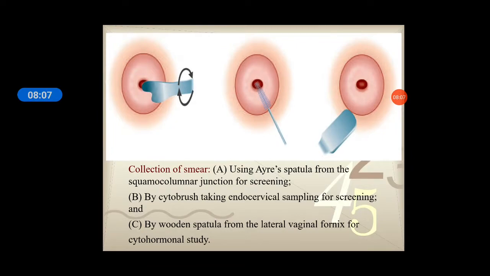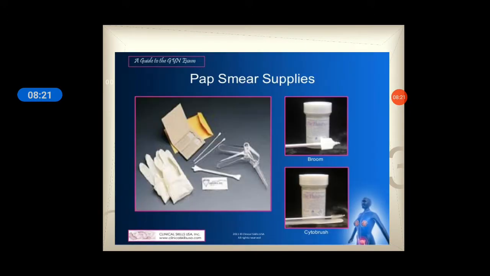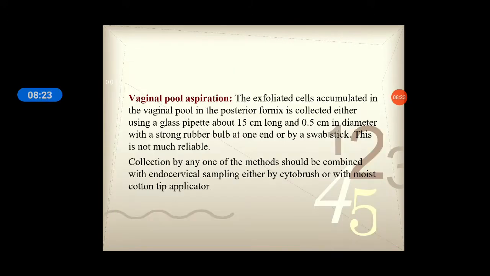So samples are to be collected from three sites. One is from the squamocolumnar junction, second is from the endocervix, and third is from the lateral vaginal fornices, with the help of the Ayre spatula, cytobrush, and a cotton swab. So these are the steps of collection of a pap smear sample.